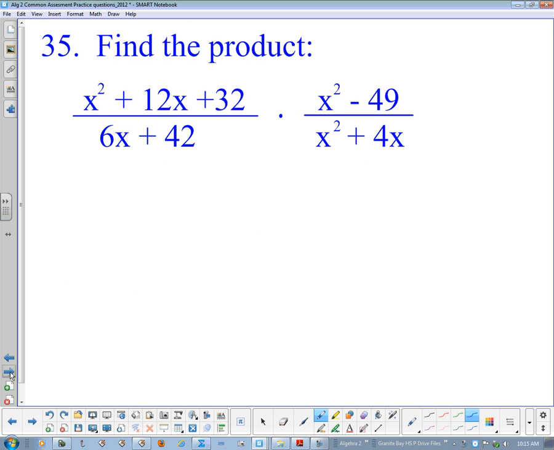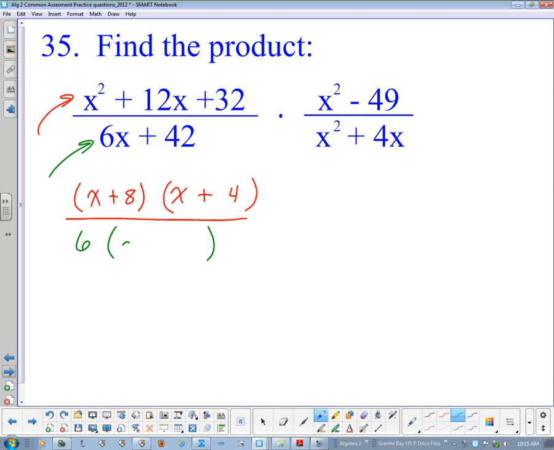Find this product. Again, this is just a factoring problem. Let's factor. How about 8 and 4? Now in the denominator, right here, let's pull out a GCF. GCF looks like it's going to be 6. This is going to leave x plus 7.